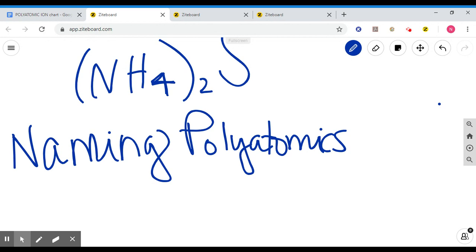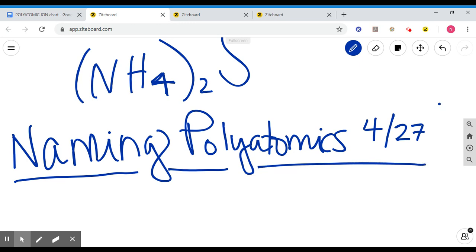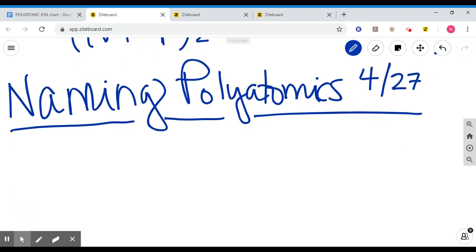Today's lesson is going to be on naming polyatomics. I know it might sound similar to the lesson that we just did, but we're writing the formula. So in this style of problem, I'm going to give you the formula and you are going to give me the name. All right. So here's what this would look like. You might see something like, what is the name for?